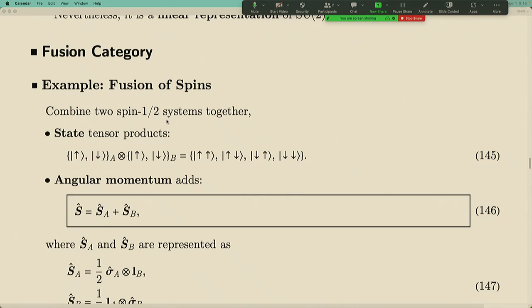So in those cases, we need to understand how to fuse different spins together, combining different spins together. In order to understand that, the mathematical foundation is called the fusion category. Category theory is a very important theory in mathematics. Maybe you haven't heard about it, but it has already revolutionized modern mathematics.